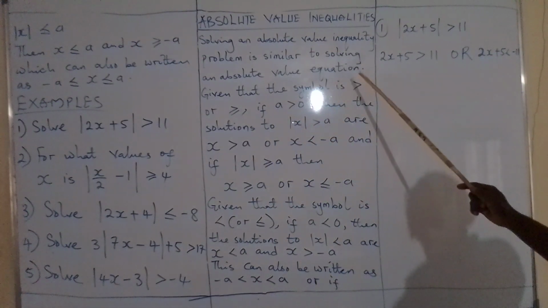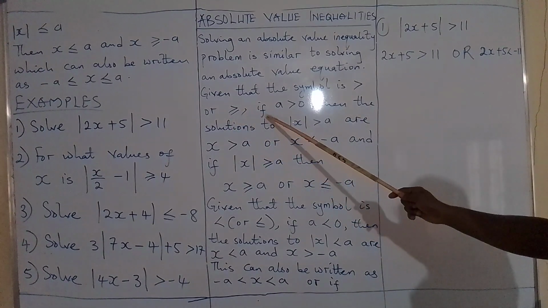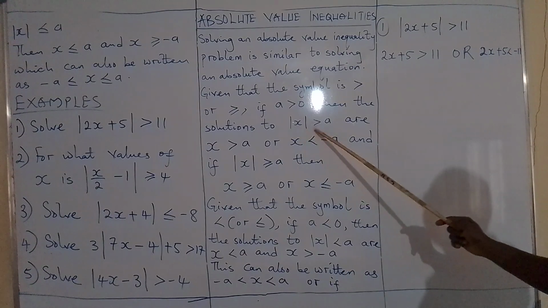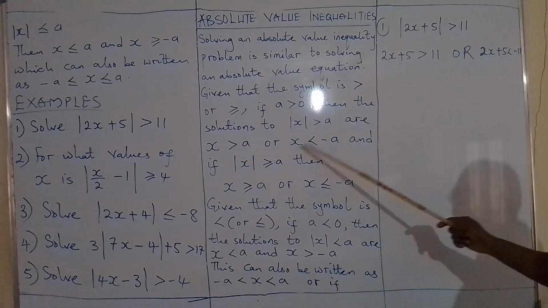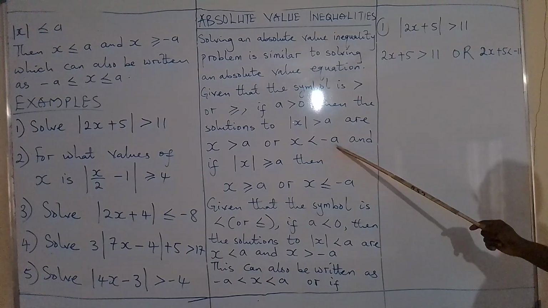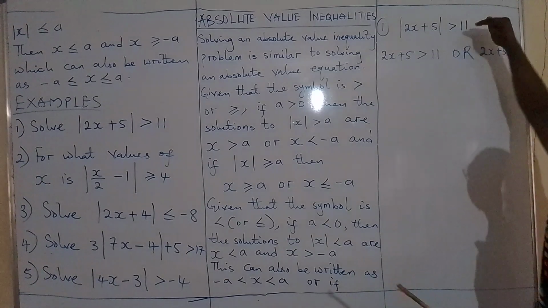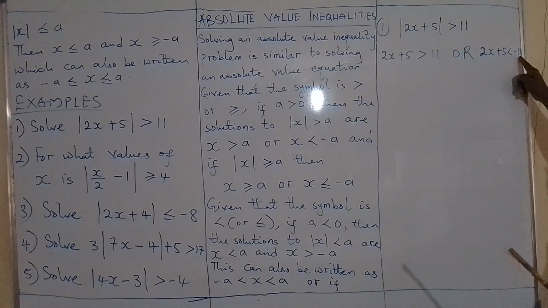Given the symbol greater than or equal to, it means that if A is greater than 0, then the solutions to the absolute value of X greater than A will be X is greater than A, or X is less than negative A. So that's what I'm doing here. It means that this is greater than 11, or this is less than minus 11.